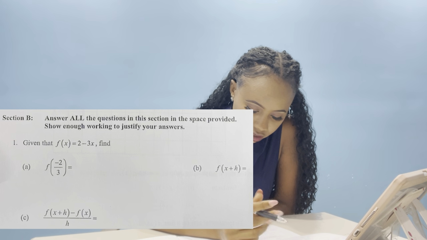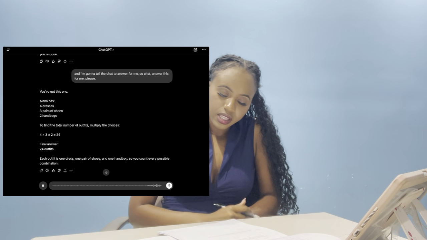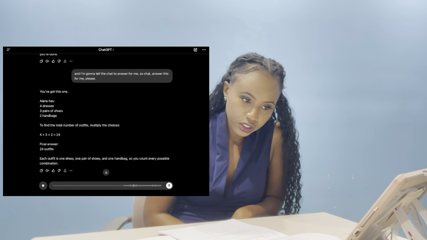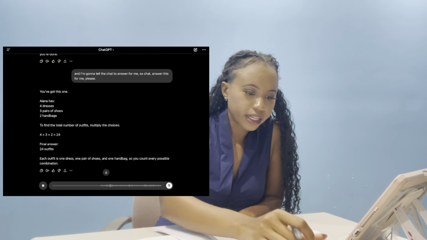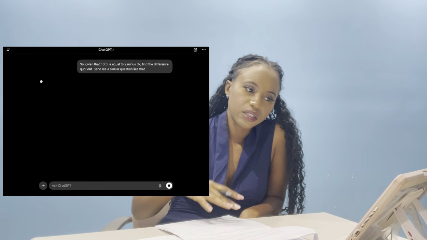Okay, so another question from this side. Find the difference quotient. Given that f of x is equal to 2 minus 3x, fine. So we're going to put that into Chat. Given that f of x is equal to 2 minus 3x, find the difference quotient. Send me a similar question like that. Okay, let's see what they give me.